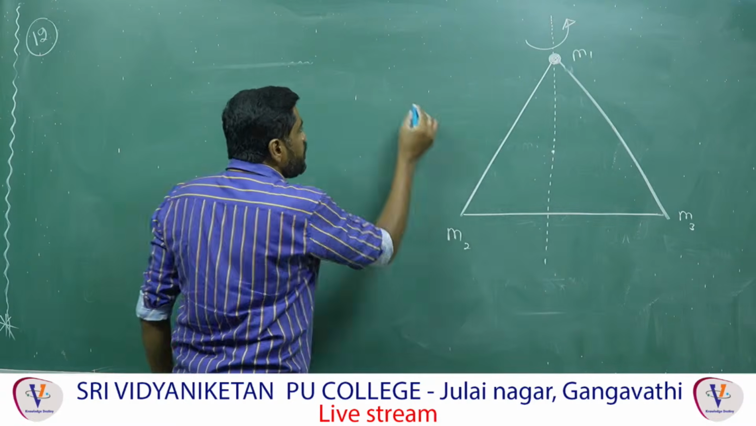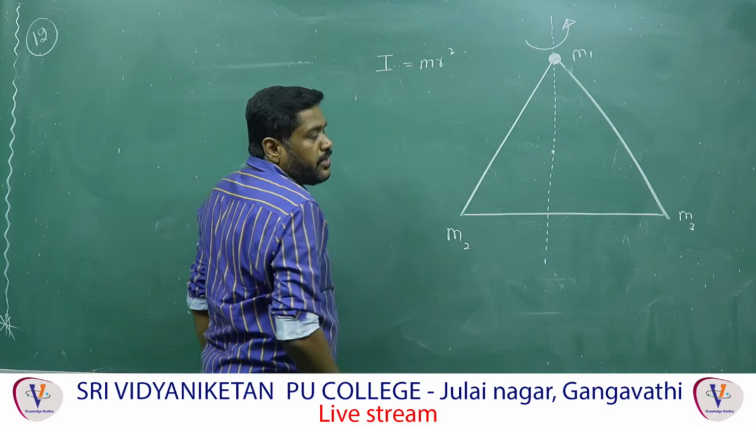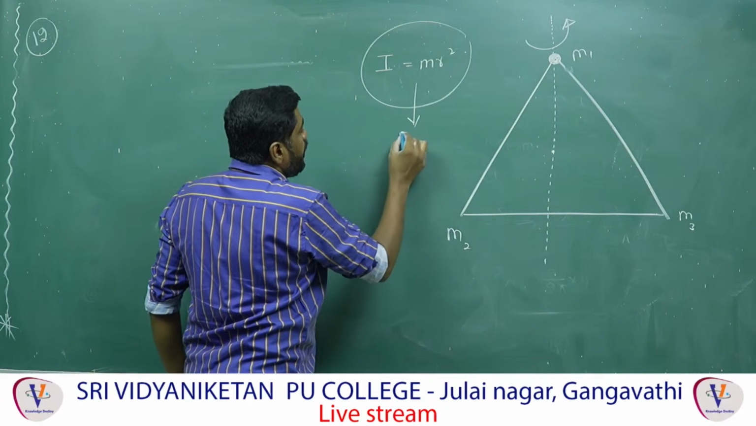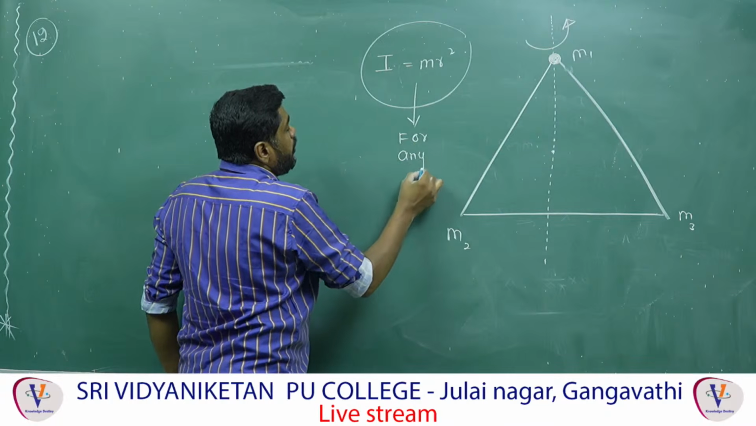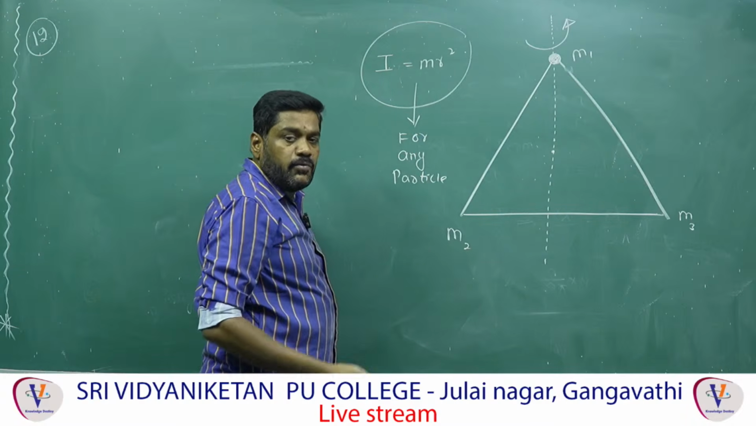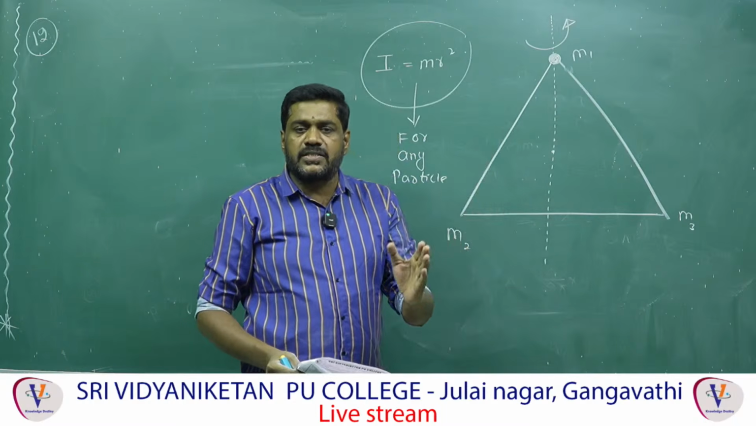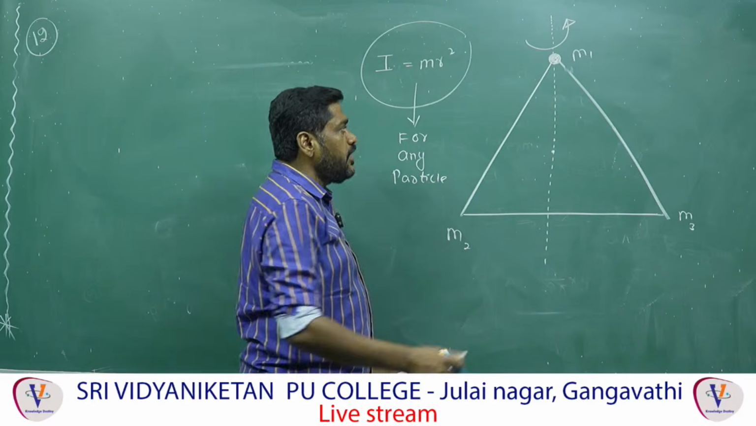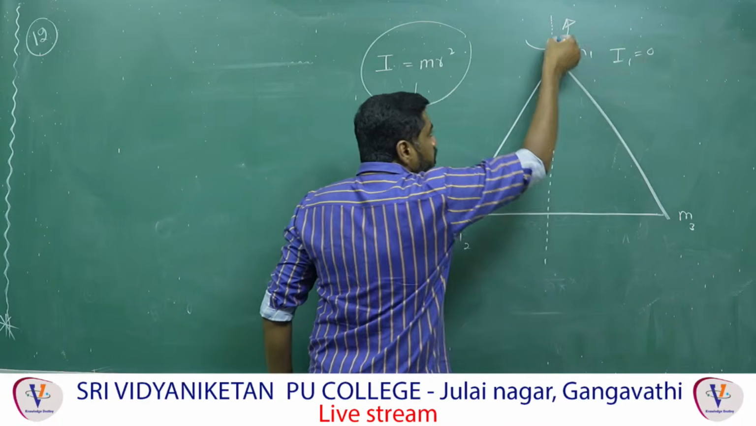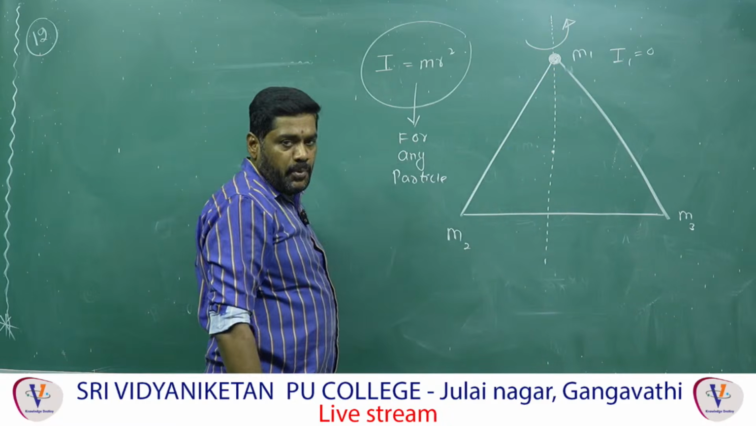Therefore, the moment of inertia due to a single particle, formula: I is equal to m r square. So this is the moment of inertia due to a particle, for any particle you can take. Here m is the mass of the particle, and r is the perpendicular distance of the particle from the axis of rotation. Therefore, the moment of inertia of M1, I1, is equal to 0. Why? Because the axis of rotation passes through M1. Therefore, the distance is 0, so the moment of inertia is 0.